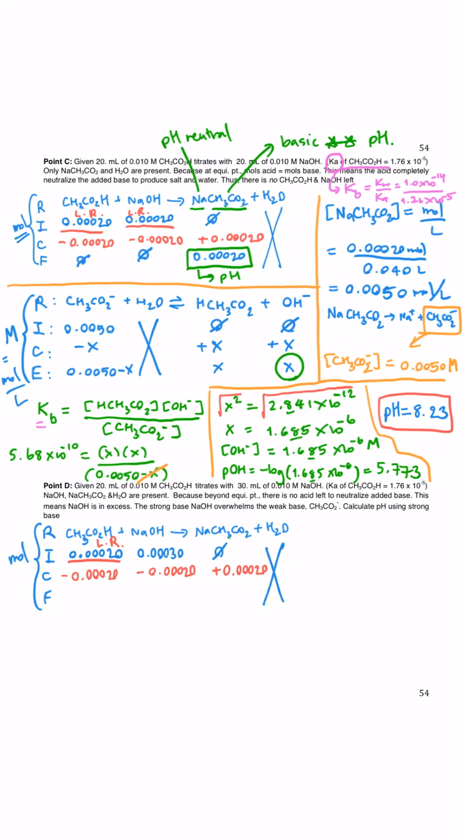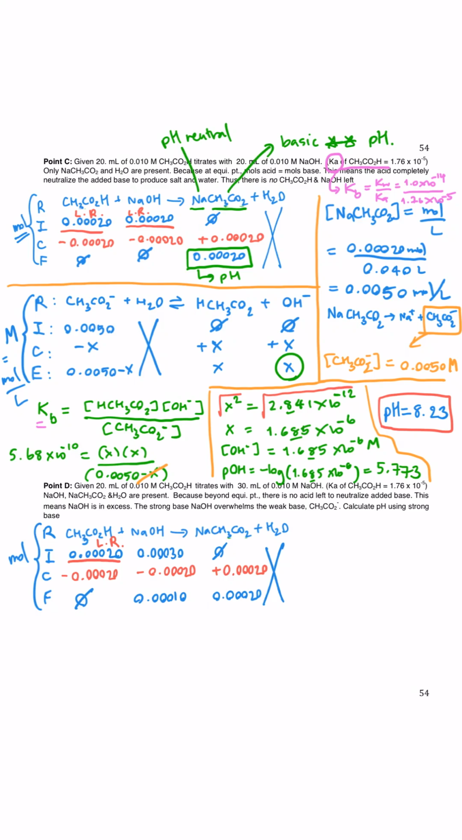And the final mole would be the difference between the initial and the change. So we have 0 mole for the weak acid left. We have 0.0001 mole of strong base left. And we have 0.00020 mole of the salt left.